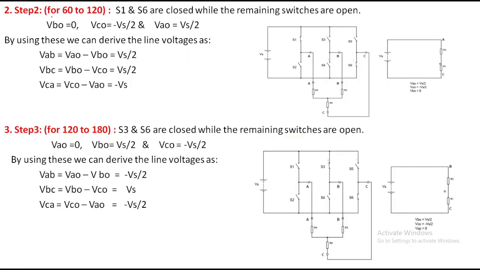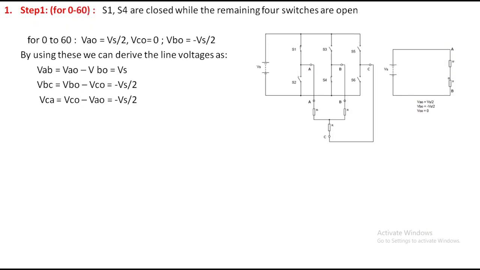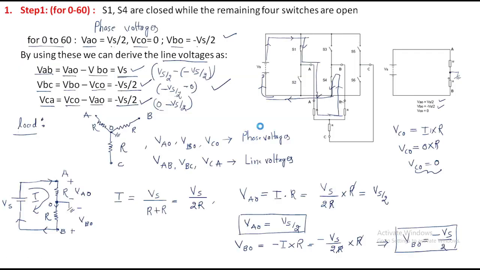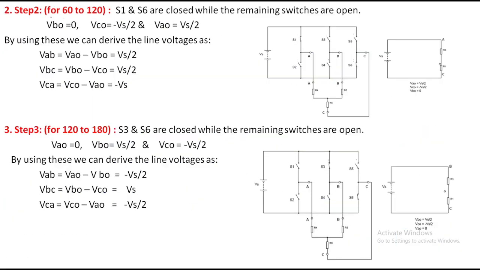What about step 2? Step 2 is for 60 to 120 degrees. Look at the waveform. For 60 to 120 degrees, which switches are on? Look at this area. S6 will be on and S1 will be on. So for step 2, the conduction is for 60 to 120. S1 and S6 are closed, while the remaining switches S2, S3, S4, S5 are all open.